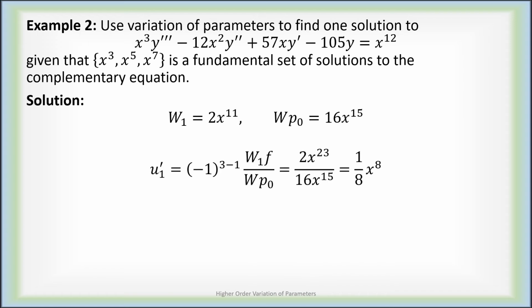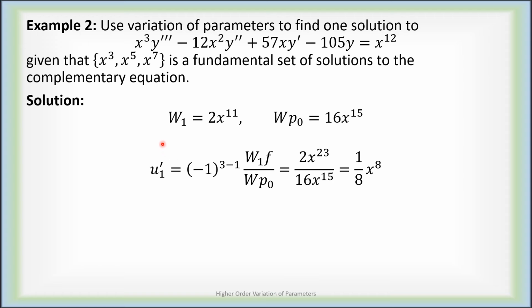We are now in a position to compute U1 prime. Negative 1 to the 3 minus 1. This 3 is the order of the differential equation, third order differential equation. Our numerator is W1 times the forcing function, so 2x to the 11th times x to the 12th. The denominator we already computed before. This simplifies down to 1/8 x to the 8th, and that's U1 prime.